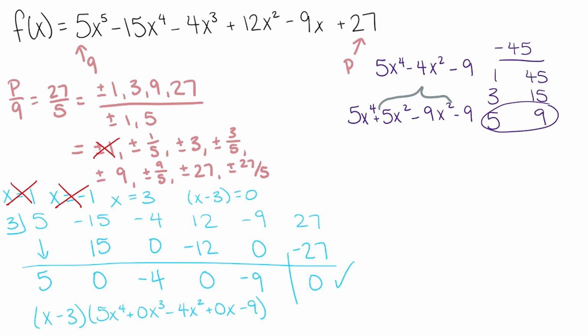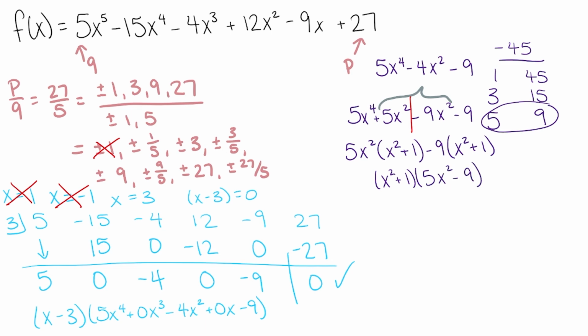So, and when we factor by grouping, we'll break this up. In our first half, we can factor out a 5x squared, leaving us with x squared plus 1. In our second half, we can factor out a negative 9, leaving us with x squared plus 1. And this gives us x squared plus 1 times 5x squared minus 9.